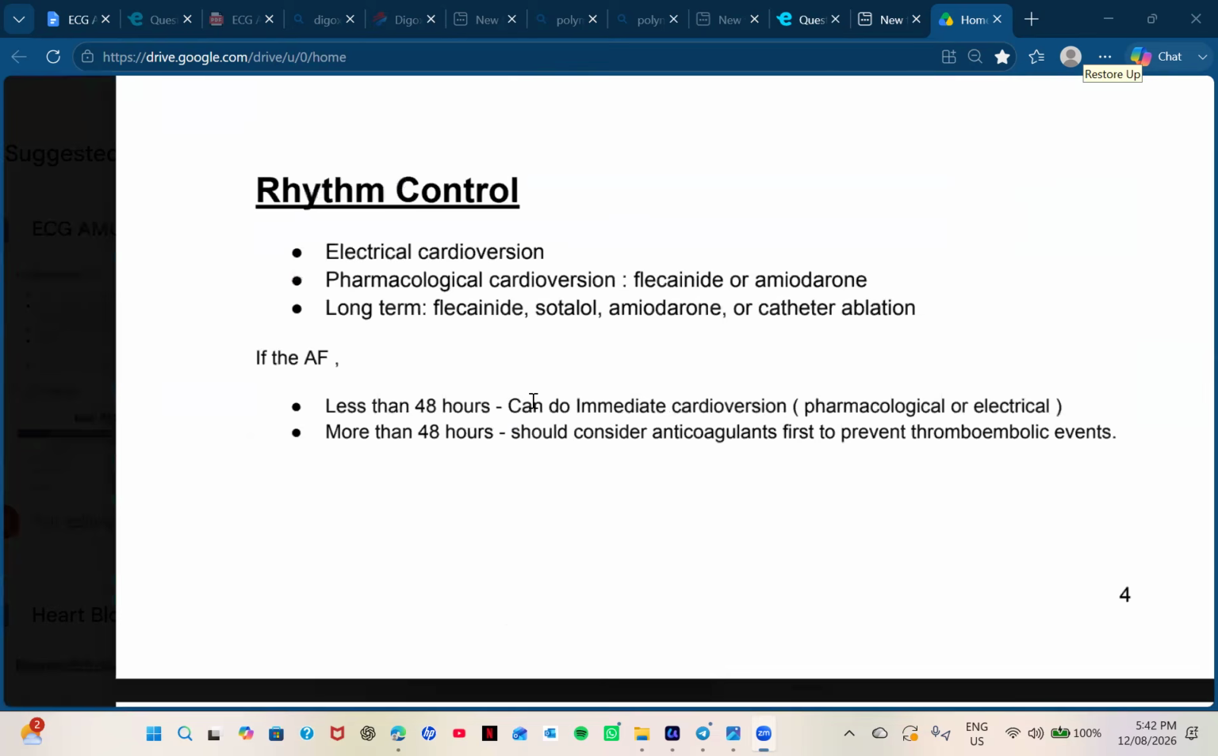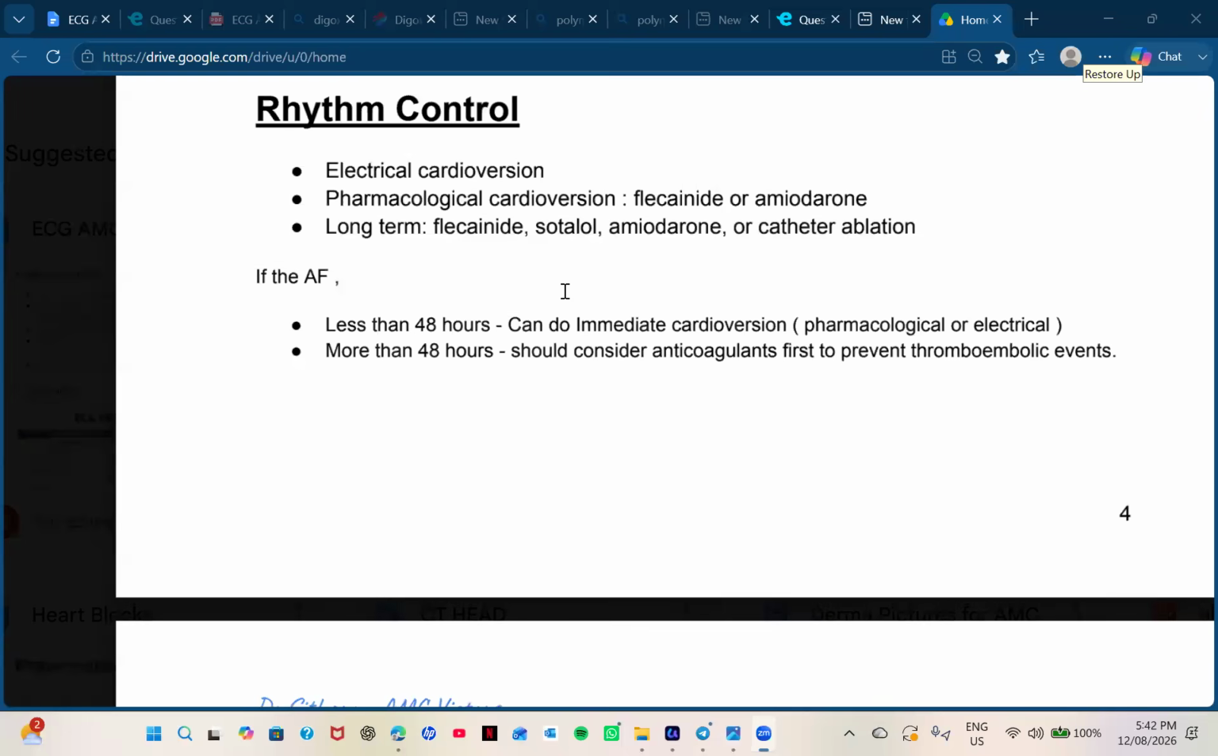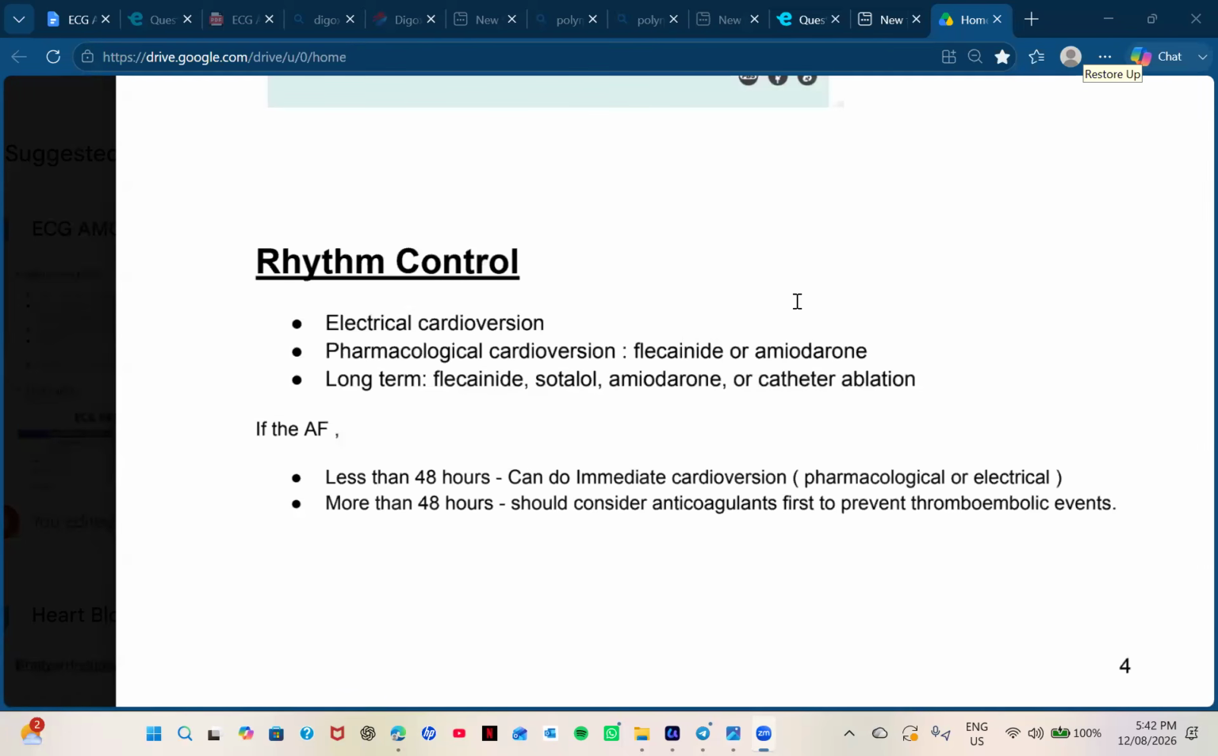Okay. The rhythm control. This is the main important thing. For the rhythm control, we are using electrical cardioversion and pharmacological cardioversion. Pharmacological cardioversion means we are using antiarrhythmic drugs, right? We are using flecainide, amiodarone, and those things. This is the most important thing about the rhythm control. Rhythm control depends on the time period, right?